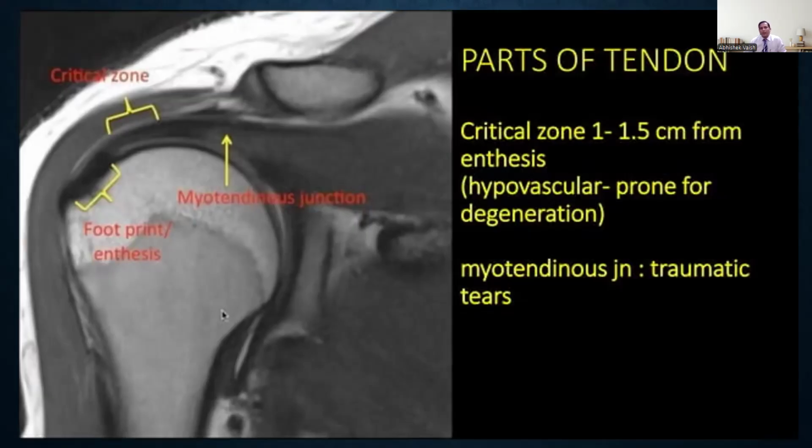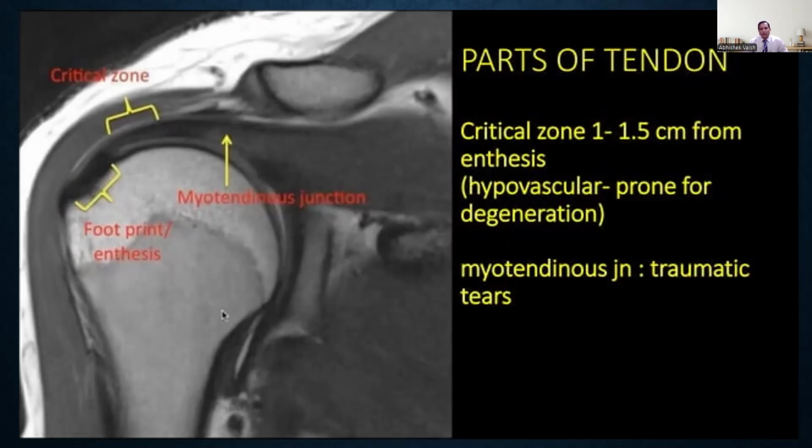So the rotator cuff tendon has different parts. The critical zone is 1 to 1.5 centimeters from the enthesis, and it is a hypovascular zone. The importance is that this is very prone to degeneration. So patients who are old will have tears of the tendon in this region.